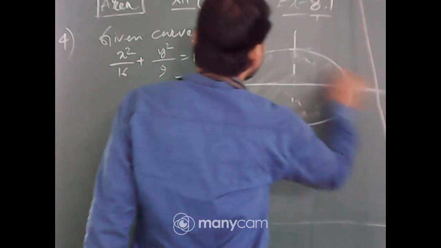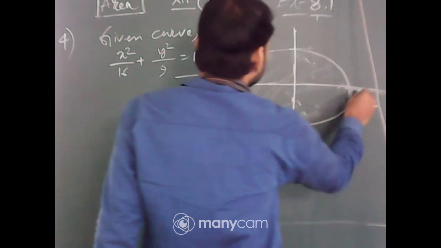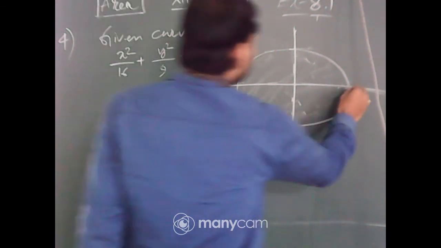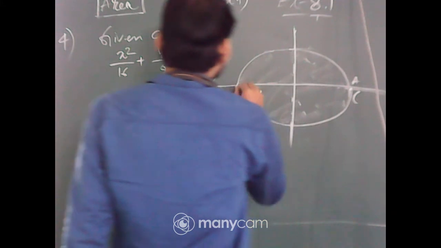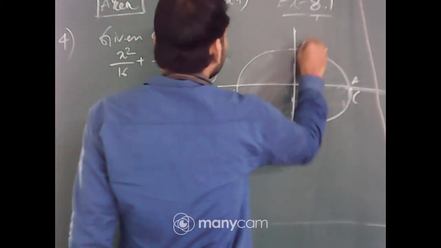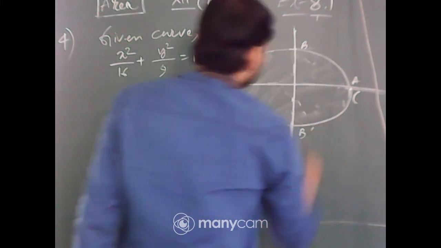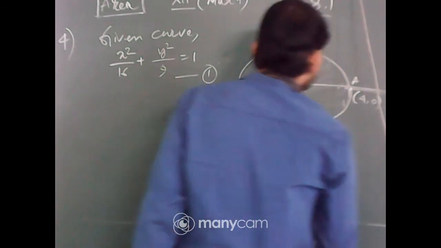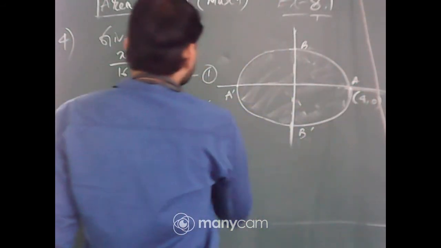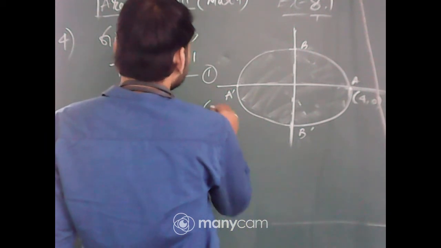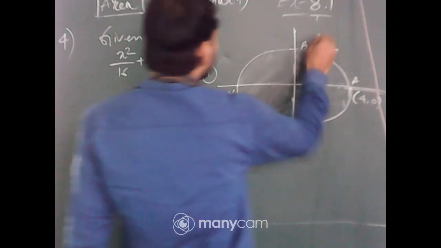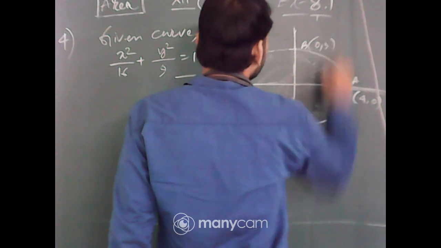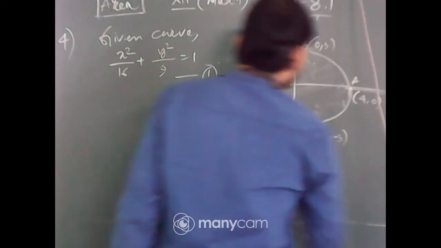You know this is the major axis and this is the minor axis. So this point will be, tell me the coordinates. This will be 4, 0 and this will be minus 4, 0. This is 0, 3 and this is 0, minus 3.